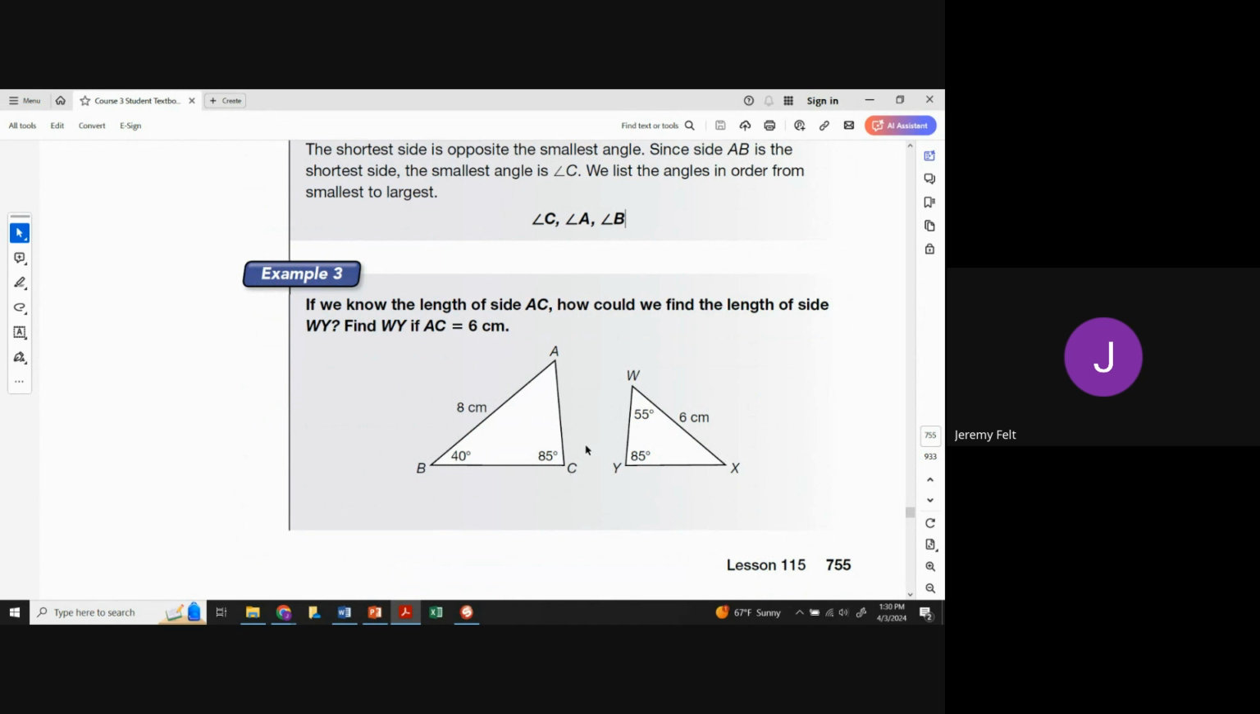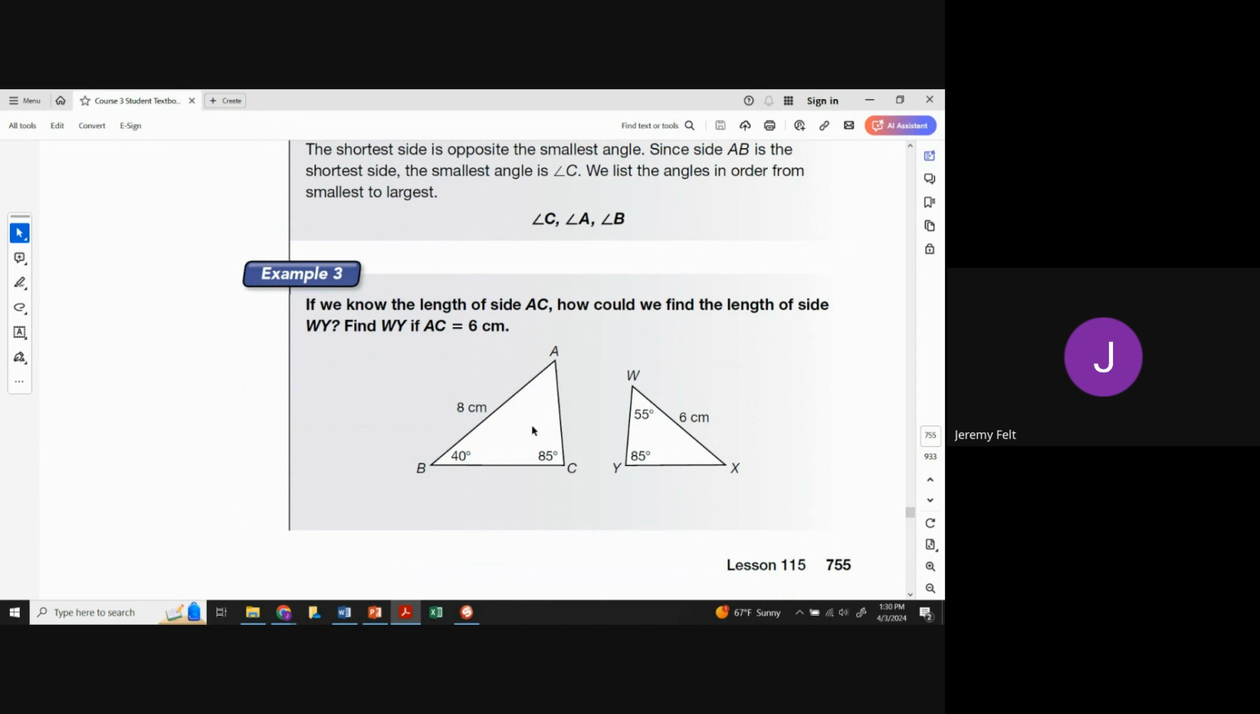Okay, so let's look at this. So looking at this triangle here, we have 85-degree angle plus 55-degree angle, which is 140. So we know angle X has to be 40 degrees. Over here, 40 plus 85, A has to be 55 degrees. So we could think of this as similar, not congruent. The side lengths are different, but the angle measurements are the same. So a 40, 55, 85 degree triangle, or 55, 85, 40 degree triangle. So X and B correspond, C and Y, and then A and W correspond.